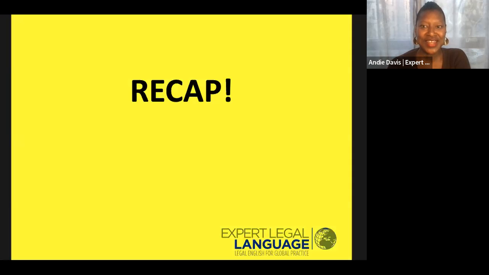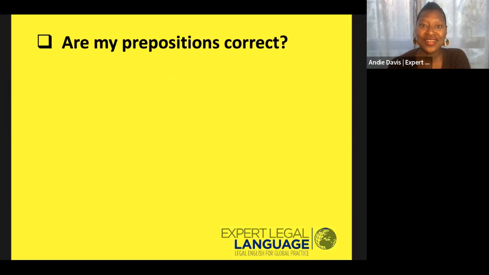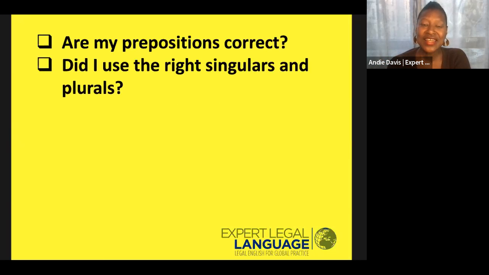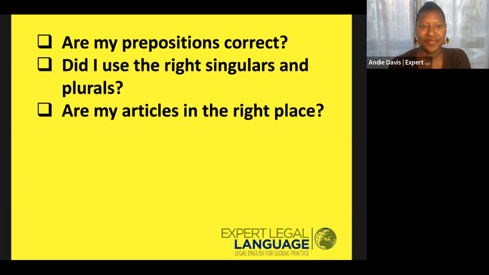Okay, let's recap now. And here is your checklist. Number 1, are my prepositions correct? My tiny, small, but deadly hurdles that can derail my otherwise perfect document. Next, did I use the right singulars and plurals, keeping in mind that some words that take a plural perhaps in your language of origin wouldn't do so in English, and vice versa. Similarly, are my articles in the right place? Have I used an indefinite article when I shouldn't have?